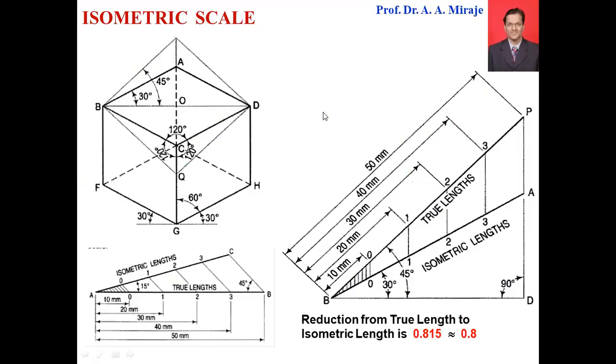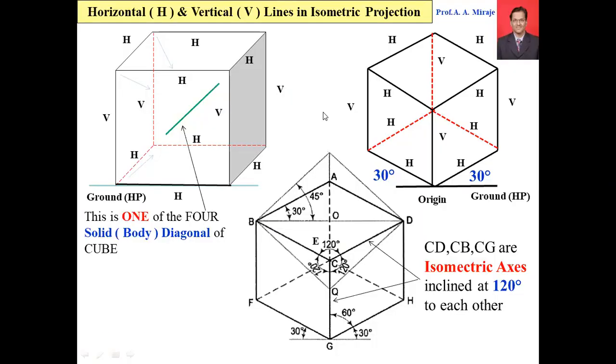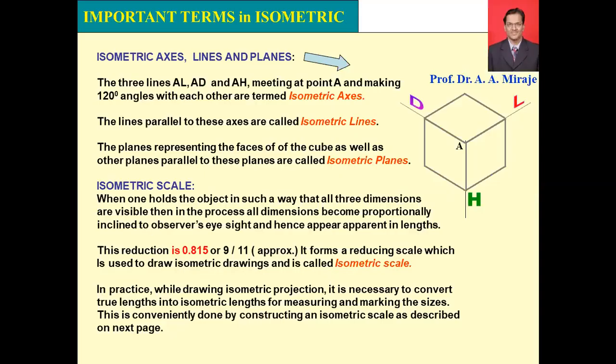In the next slide, the isometric scale is a very important concept. Now this reduction is 0.8. 0.8 means whatever this 3-dimensional diagram we are seeing, these lengths are slightly reduced. Suppose the length of the cube is 100, for example. This particular length is coming around 80, approximately. If the actual length is 100, it is coming as 81.